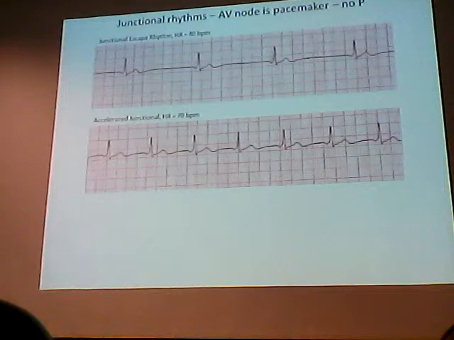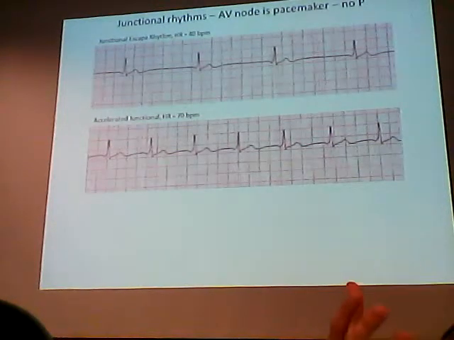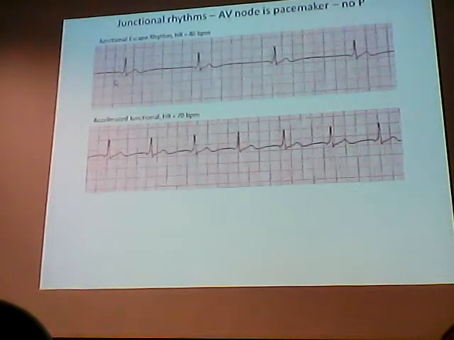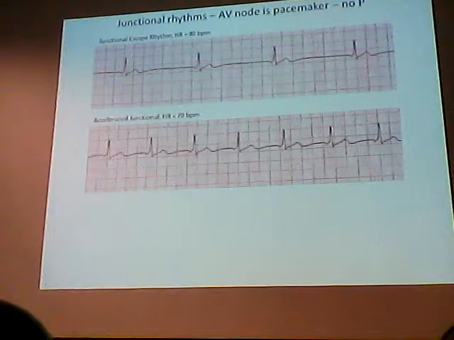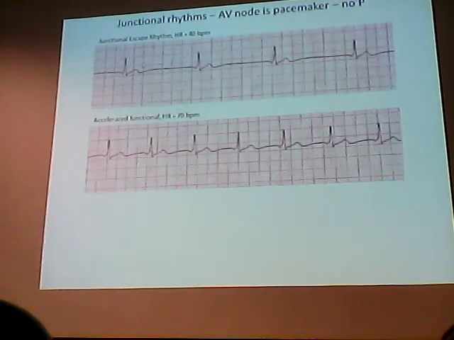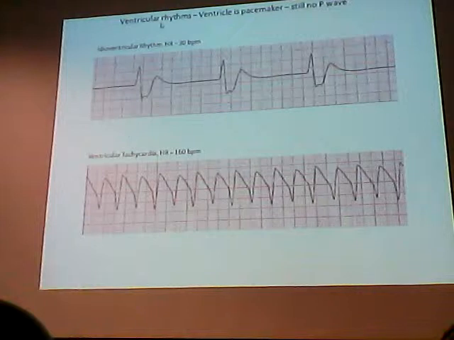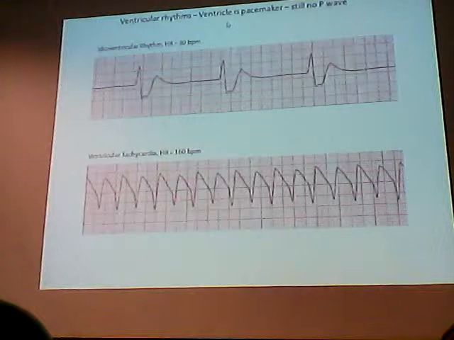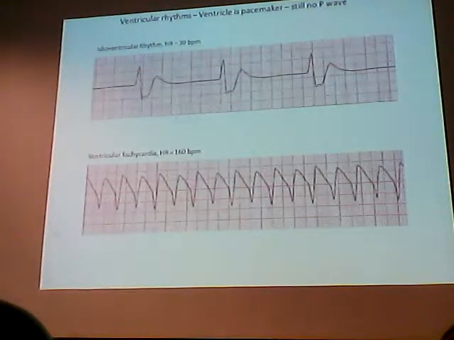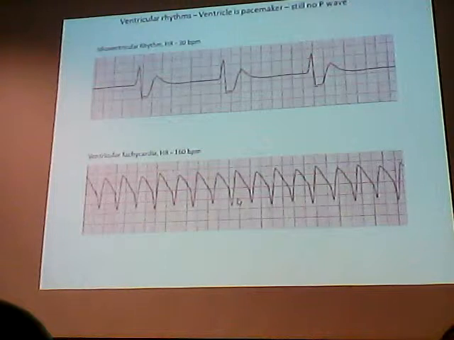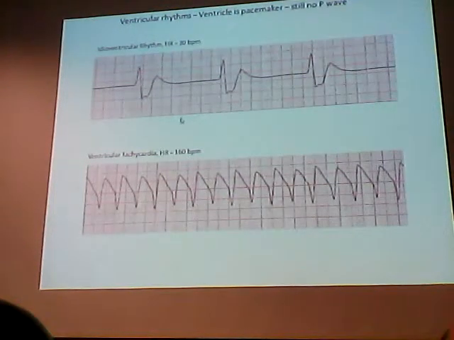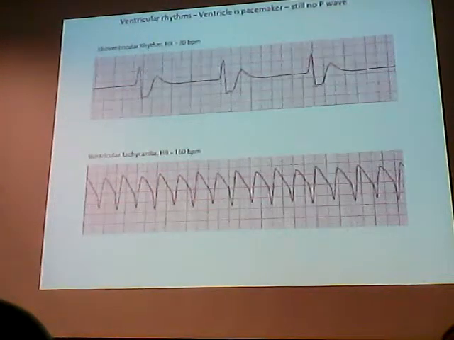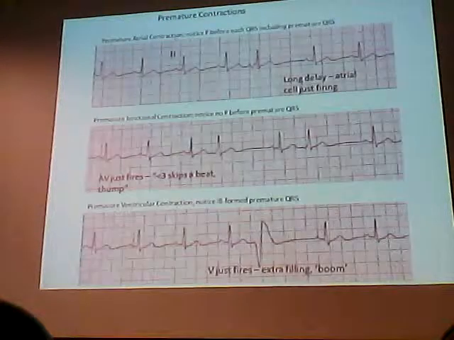So if for some reason the SA node has been damaged or is compromised, then the AV node is like, oh hey, we still need to contract, so we're just going to do it ourselves. So you don't see a P wave, and it could be accelerated or it could just be regular. You could have ventricular rhythms, so you don't see a P wave, and again, the ventricles say like, oh, I'm just going to fire whenever. So you could have ventricular tachycardia, which is very, very bad for the patient, like most likely leads to death. Or just idioventricular, so just kind of randomly, just very slow.